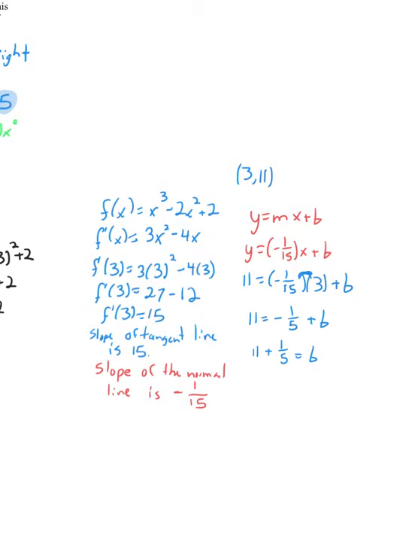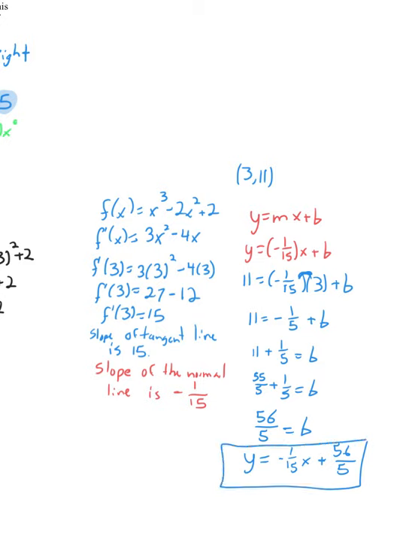Okay, I add 1/5 to both sides. 11 is 55/5, plus 1/5, so I should get 56/5 equals b. You might be able to write it as a decimal as well, which is fine. So our final equation now is negative 1/15 x plus 56/5, or 11 1/5, and that would be the equation of the normal line. Not the equation of the tangent line, but the equation of the normal line.